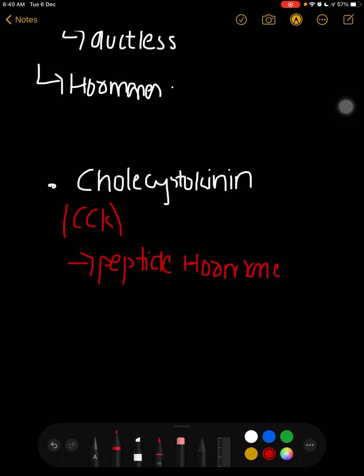What is the work of this cholecystokinin? Whenever the word chole comes, that means gallbladder.